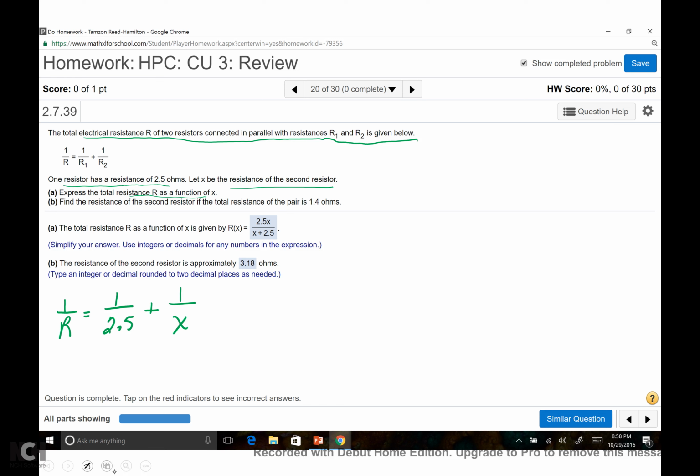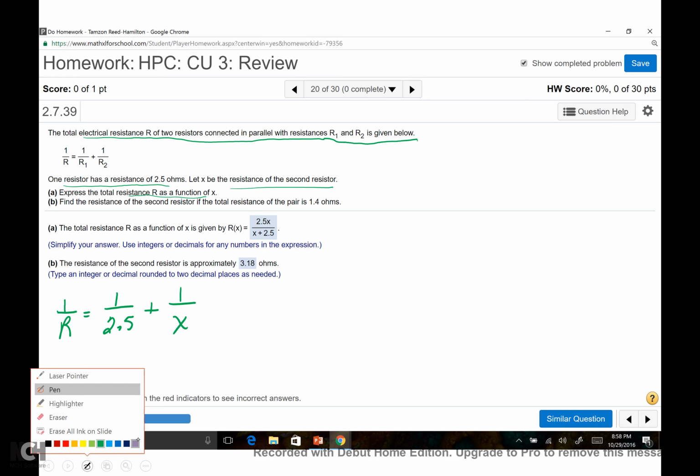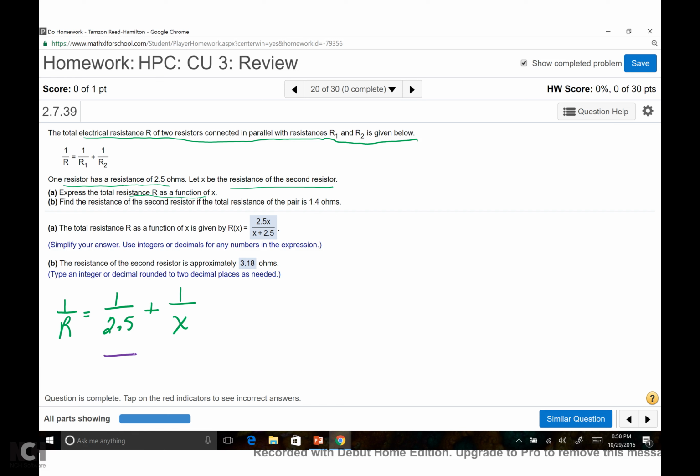Okay, so now we've got to get a common denominator, which is going to be 2.5 times x. This has the 2.5, it's missing x. This has the x, it's missing the 2.5. So that's going to be x plus 2.5, and that's where they got this. Okay, and then it says the resistance of the second resistor is approximately what?